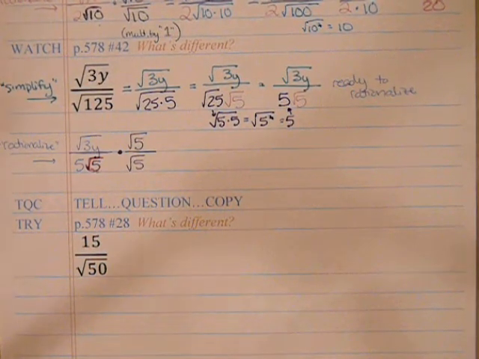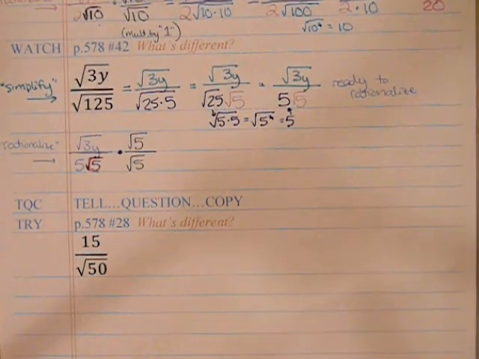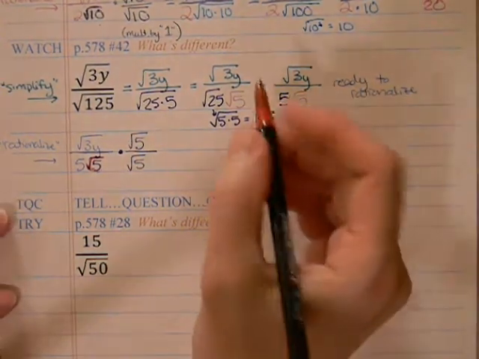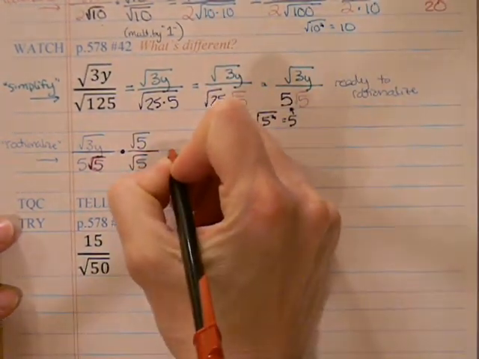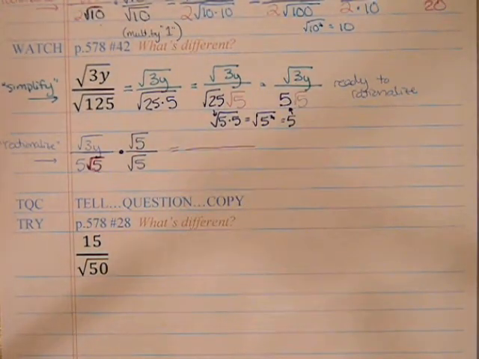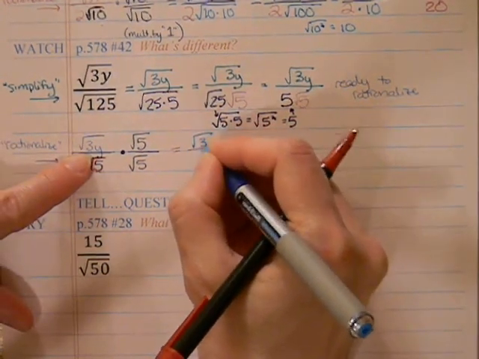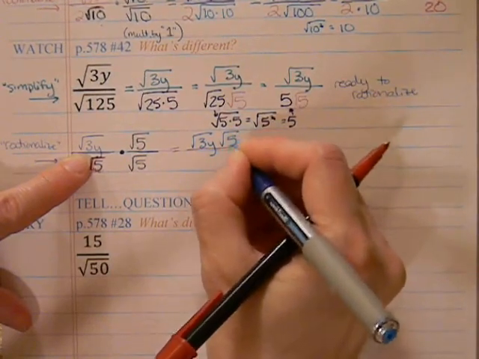And what we get to here is the top piece is going to become radical 3y times radical 5.